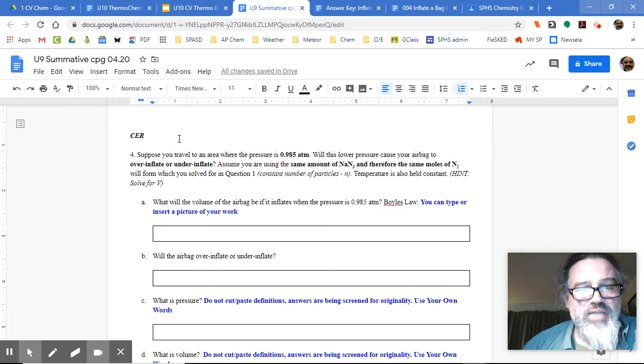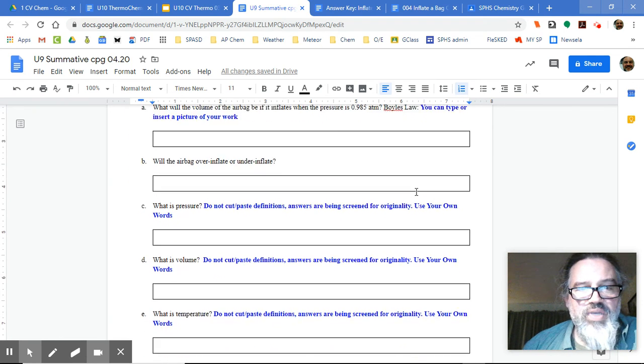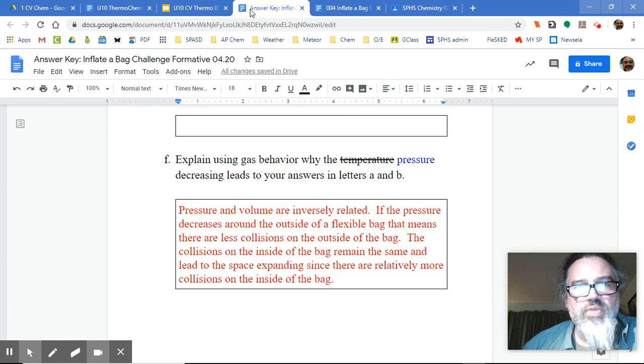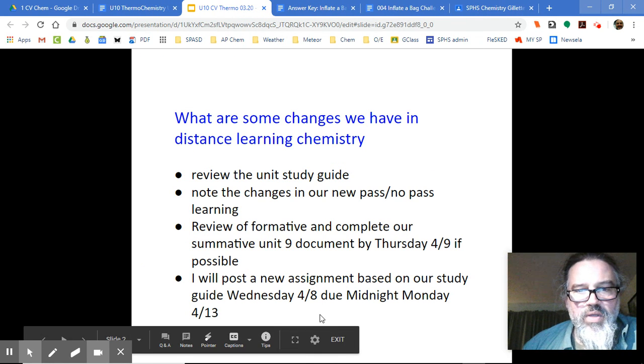When we're looking down at the CER portion, you're going to see, again, the volume of the airbag. You can type or insert a picture here, show your work. And when you get to these definitions, what is volume? Don't just cut and paste definitions. These answers are being screened for originality. I have a setting I can use. So please just use your own words. Do your best to explain in your own words. And of course, here's a question just like we saw before. So you want to make sure that you're feeling comfortable with all that. And I hope now you have a better idea.